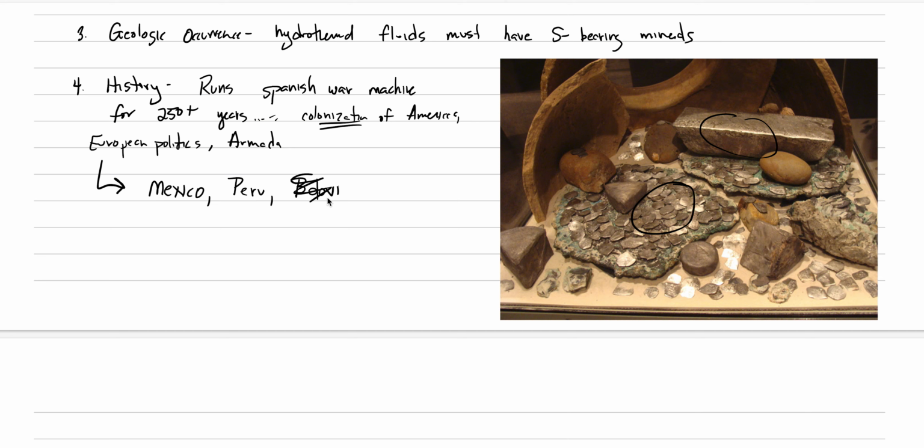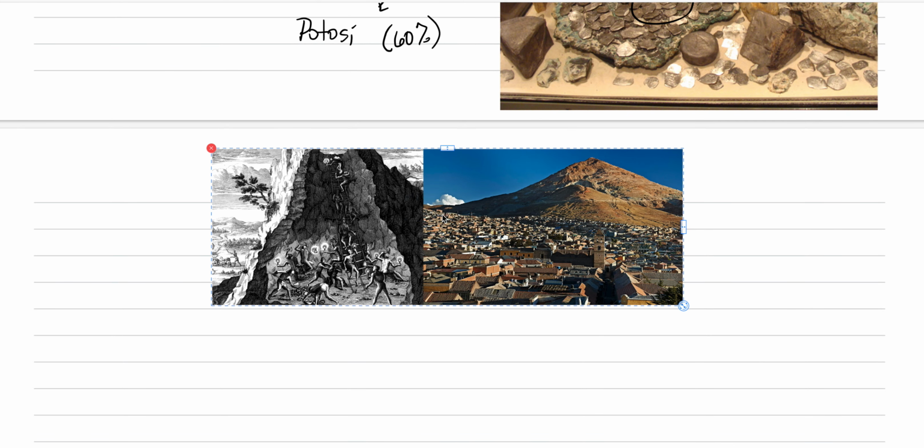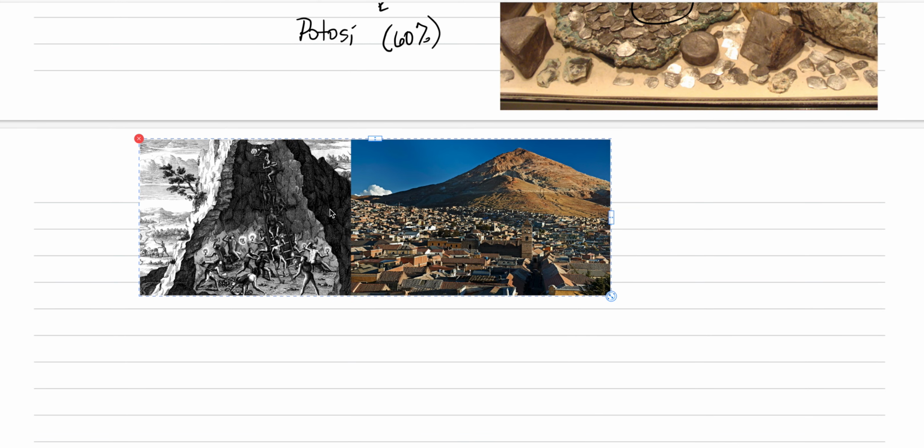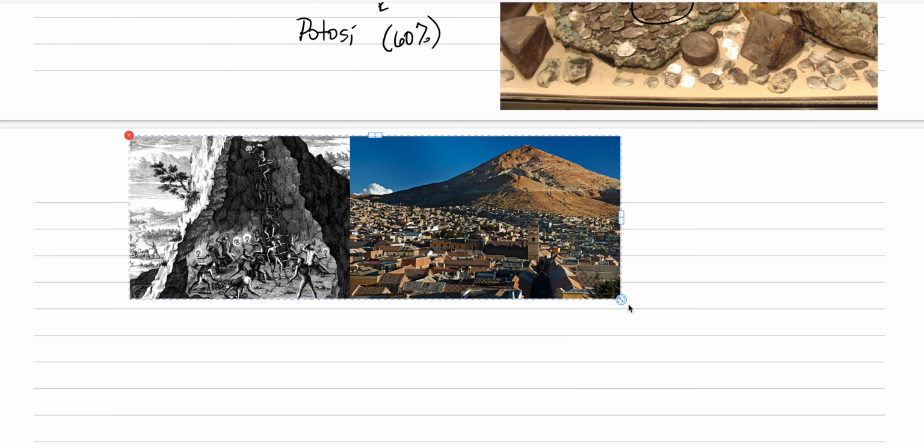that's not how you spell Bolivia. Bolivia. Okay, in Bolivia, there is a town called Potosi. And Potosi is home to a mountain called Cerro Rico. And Cerro Rico has like 60% of the world's silver deposits, or at least 60% of the world's production.